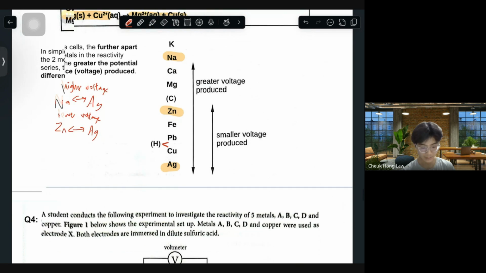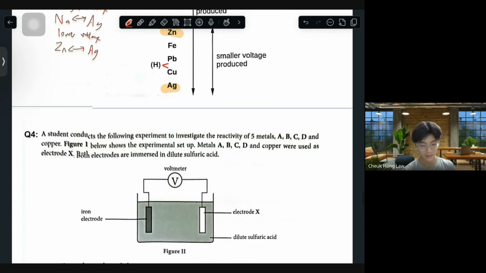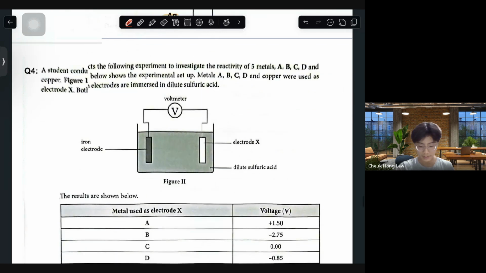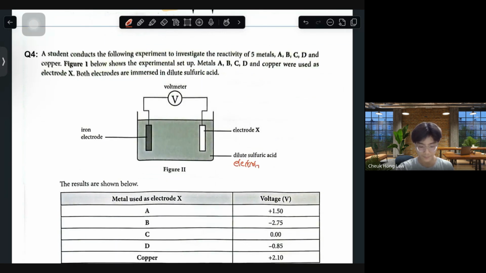So let's look at this question. A student conducts the following experiment to investigate the reactivity of 5 metals: A, B, C, D, and copper. Figure 1 below shows the experimental setup. Metals A, B, C, D, and copper were used as electrode X. Both electrodes are immersed in dilute sulfuric acid. So dilute sulfuric acid is our electrolyte.